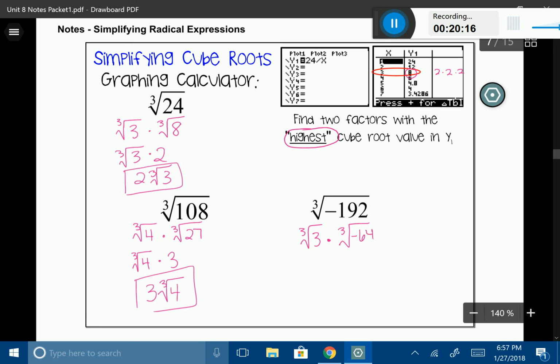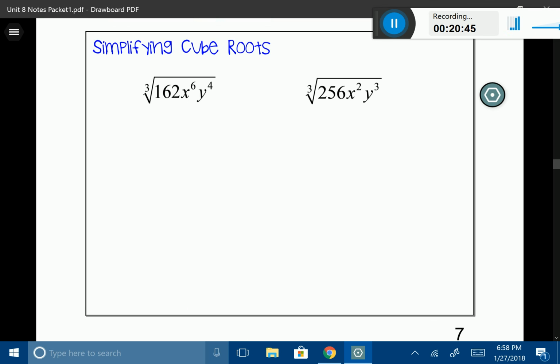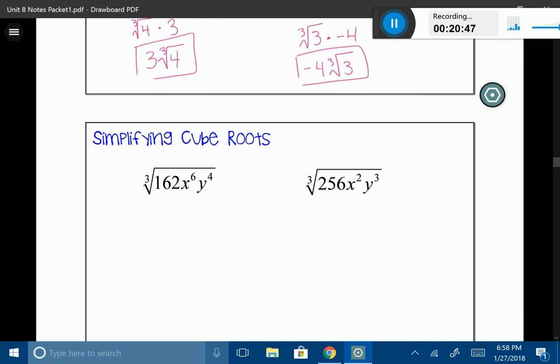So we know that the cube root of negative 64 is going to be negative 4. So I'm going to break that down into negative 4. That's pretty easy then. Negative 4 cube root of 3. All right. Now, variables. Let's put some variables in there.